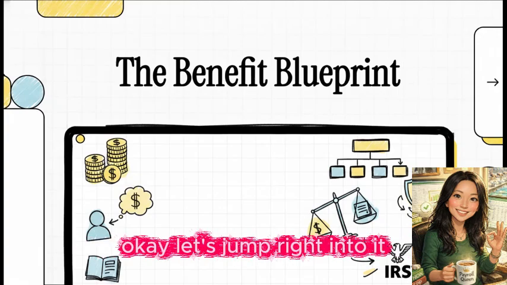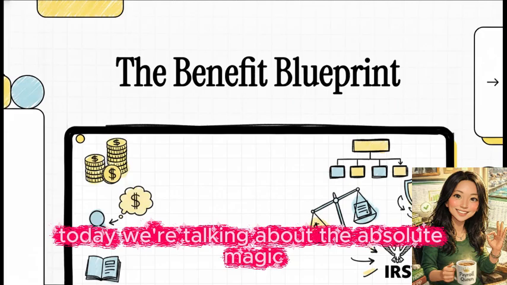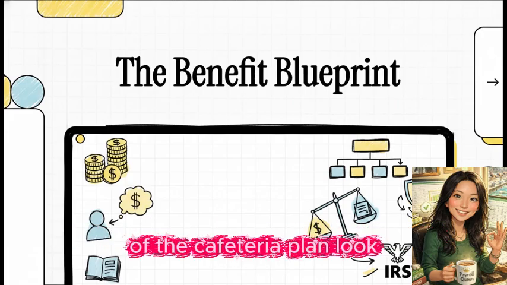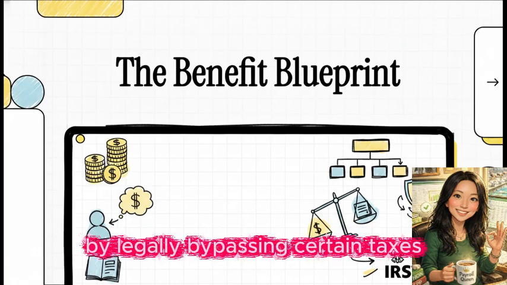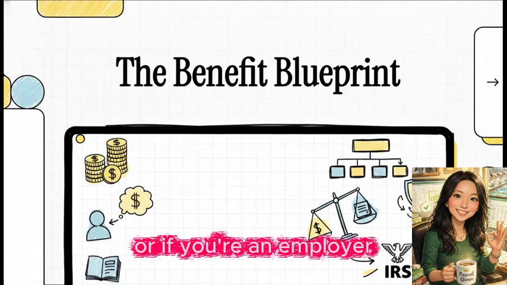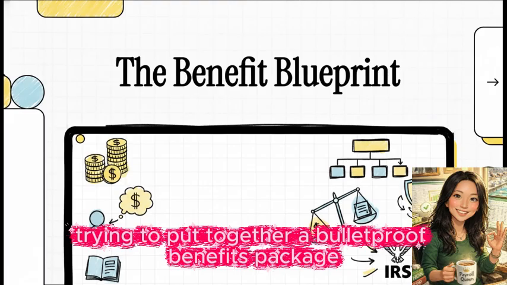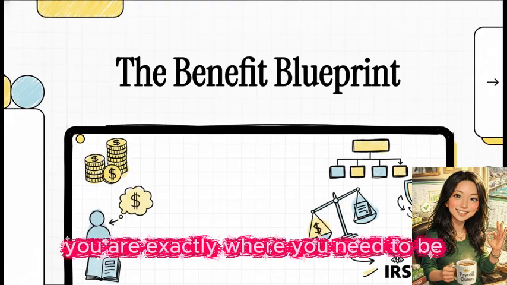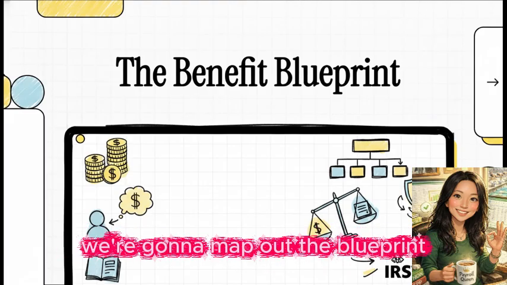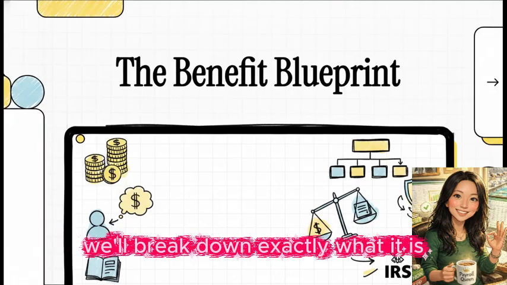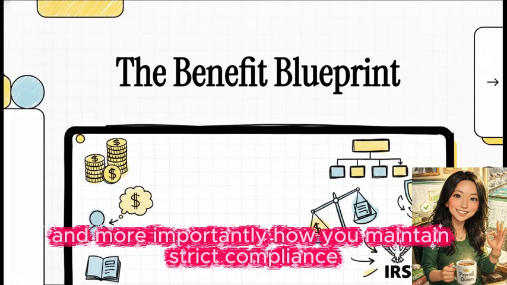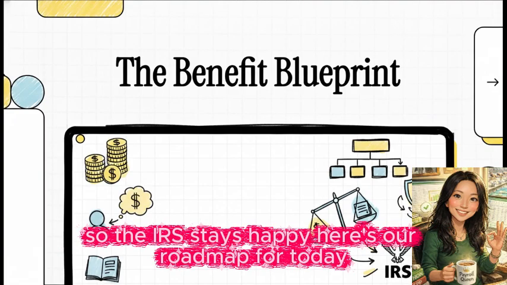Okay, let's jump right into it. Today, we're talking about the absolute magic of the cafeteria plan. Look, if you have ever wondered how you can squeeze more value out of your paycheck by legally bypassing certain taxes, or if you're an employer trying to put together a bulletproof benefits package, you are exactly where you need to be. We're going to map out the blueprint of Section 125 of the Internal Revenue Code. We'll break down exactly what it is and, more importantly, how you maintain strict compliance so the IRS stays happy.